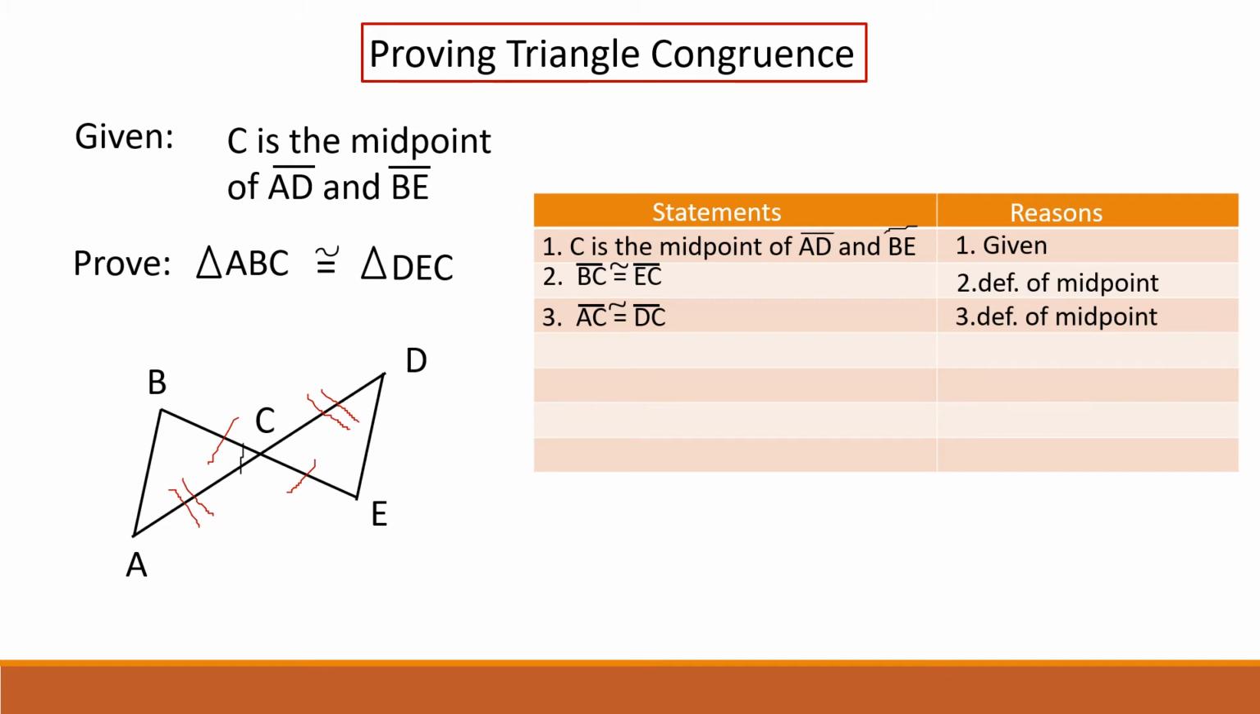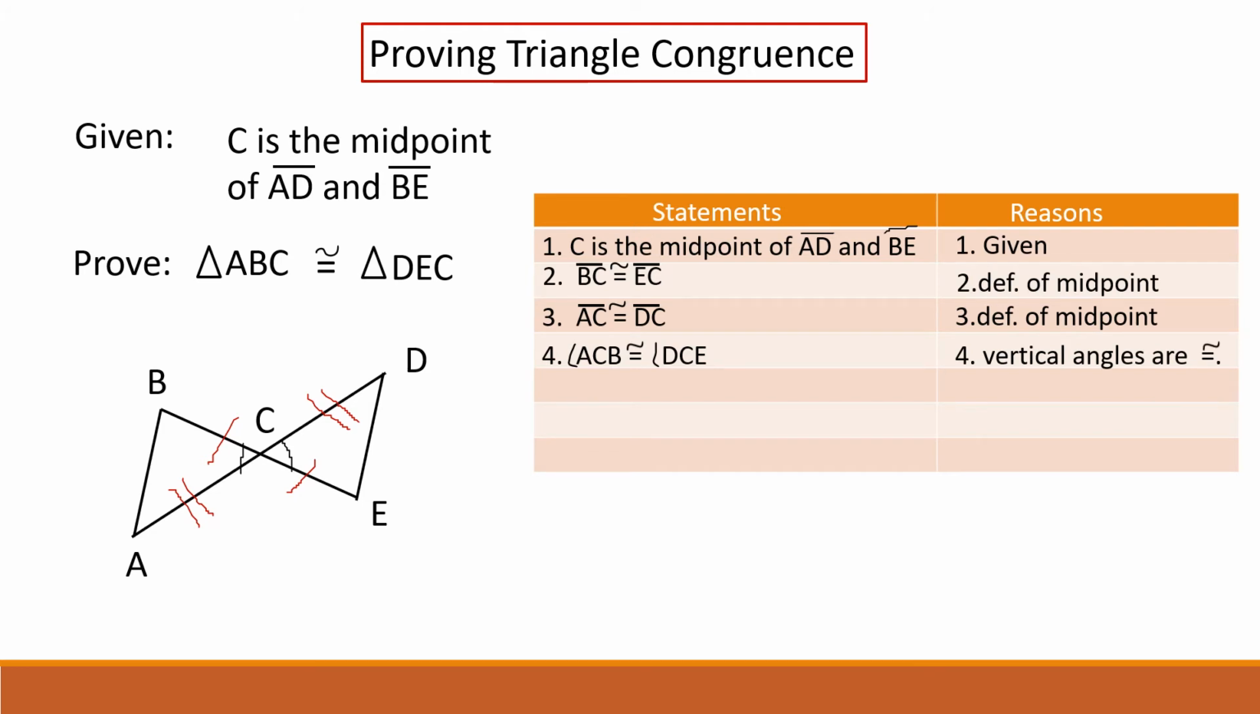This angle here and this angle here, they are vertical angles. And we know that vertical angles are congruent. So therefore, we can put that as our statement number 4, that angle ACB is congruent to angle DCE. Again, angle ACB is congruent to angle DCE. These two. And the reason there is vertical angles are congruent.